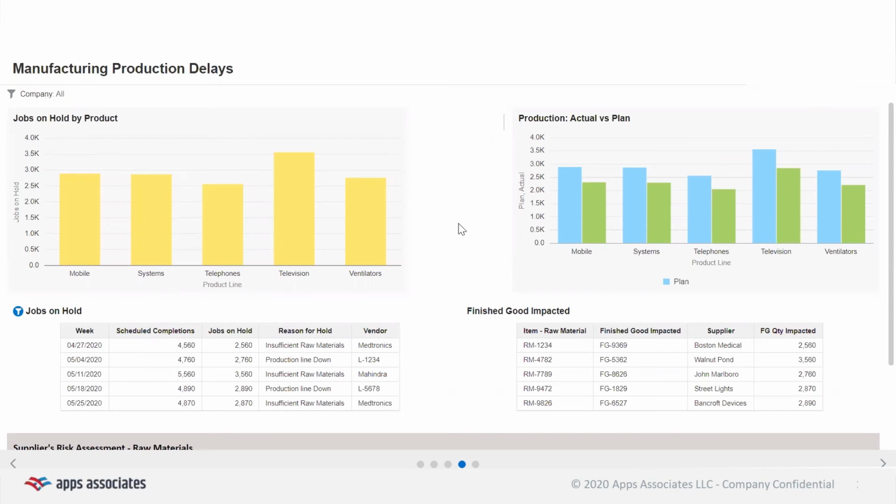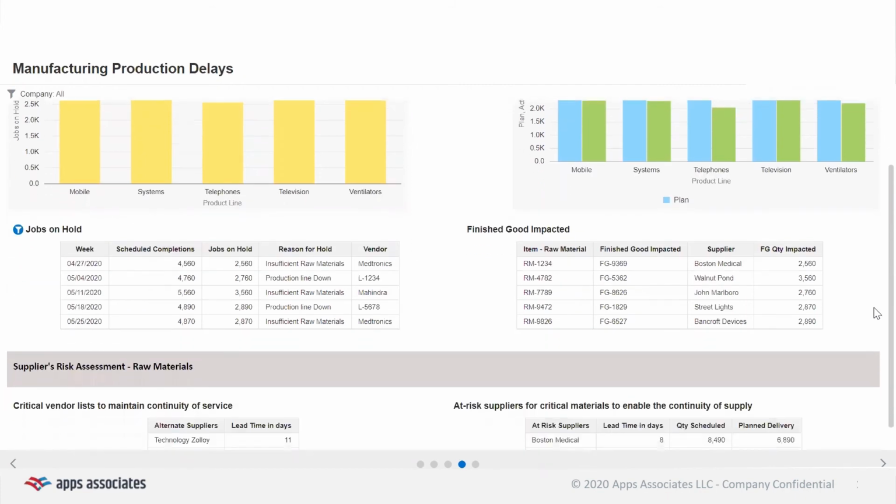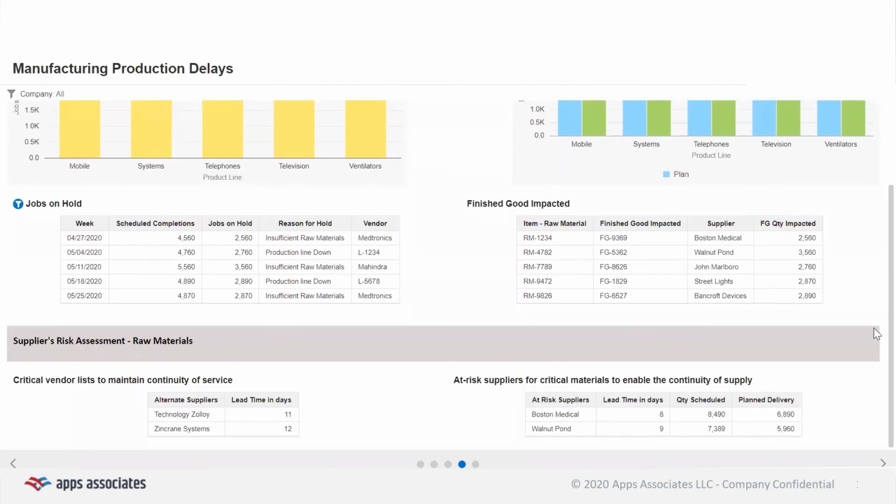But when you look at it closely, there are jobs that are on hold for a variety of reasons. They could be because of non-availability of raw materials or insufficient production capacity. And there are finished goods that are impacted as part of this process. And the finished goods that are impacted ultimately result in non-availability and delayed shipments for our customers. Now, if you look at one of the key reasons for non-availability of raw materials, again, it boils down to your procurement system and identifying suppliers that are critical that could be potential bottlenecks or suppliers that could be at risk and having a plan in order to address these needs.